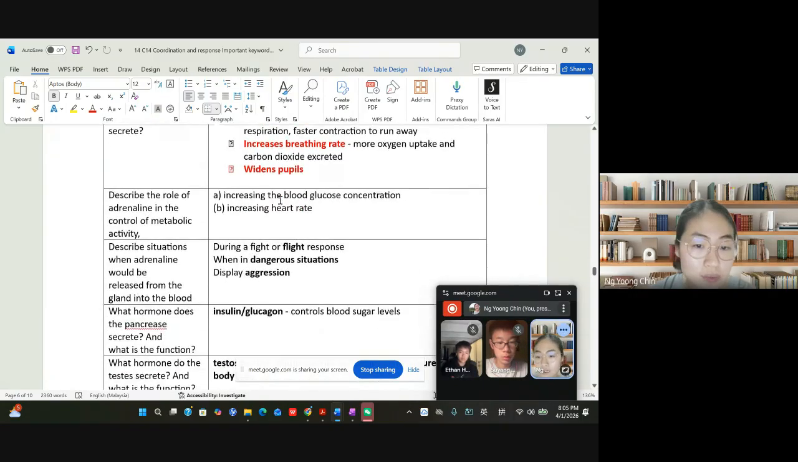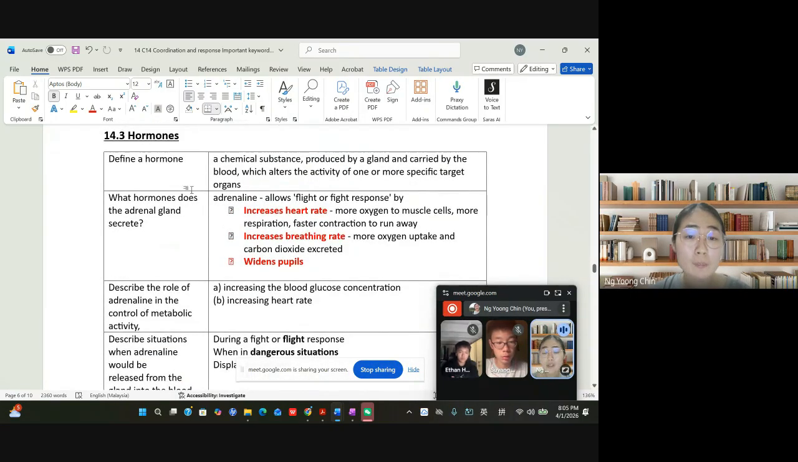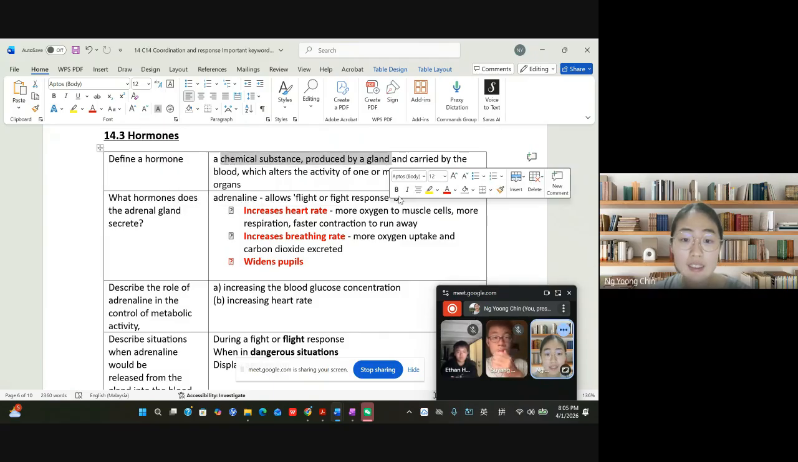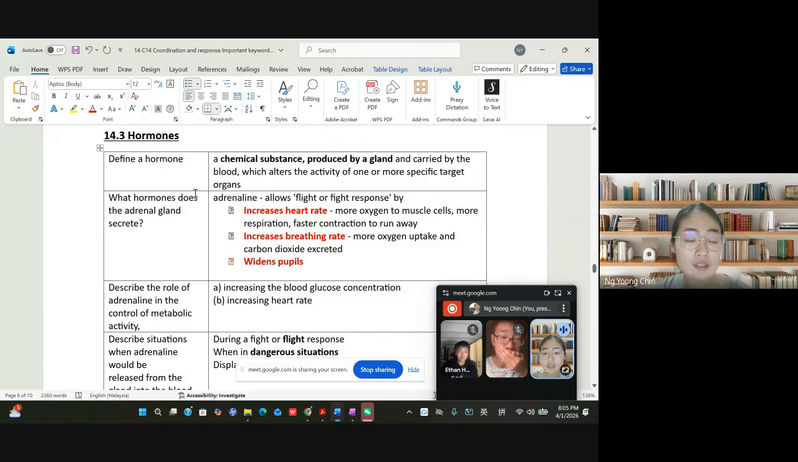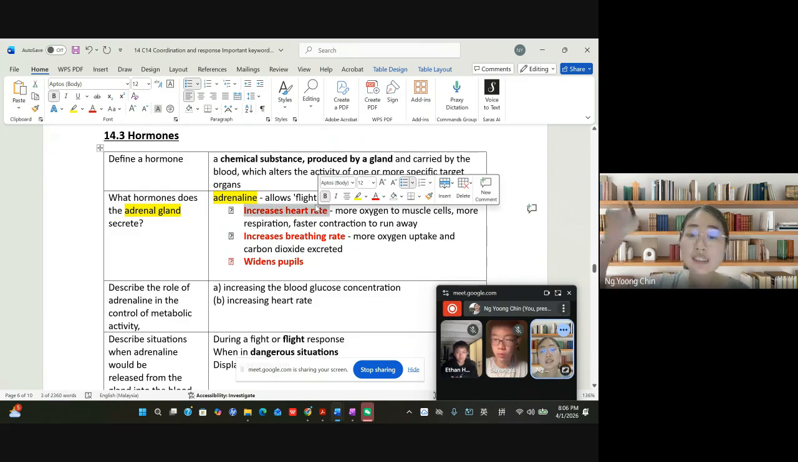It's a kind of hormone. Hormones are chemical substances produced by glands. And then what hormone does the adrenal gland secrete? The adrenal gland will secrete adrenaline, 肾上激素. So adrenaline allows the fight and flight response by increasing the heart rate, 增加心跳.